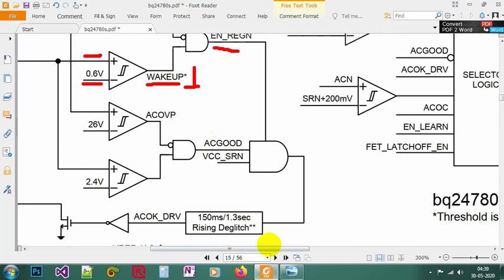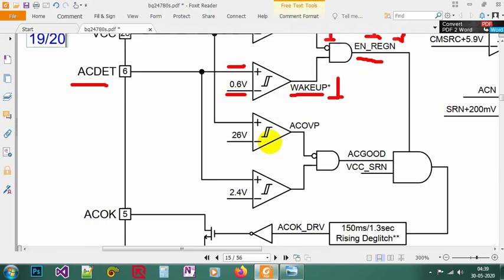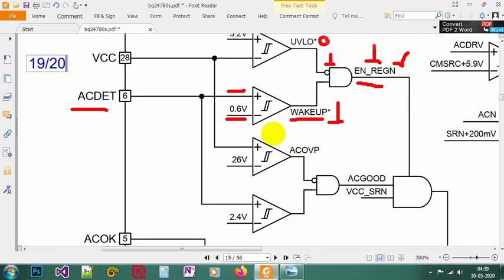Here the next Schmitt trigger is your AC OVP, and its higher side is connected to the VCC, and we know it is 19 or 20 volt, right? And the lower side is connected to 26. So for AC OVP, the higher side is 19 or 20, the lower side is 26.